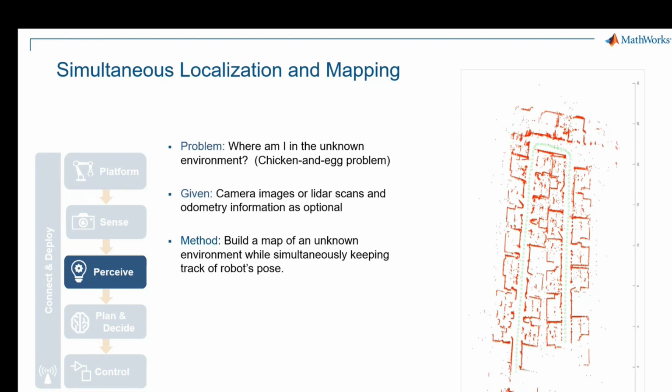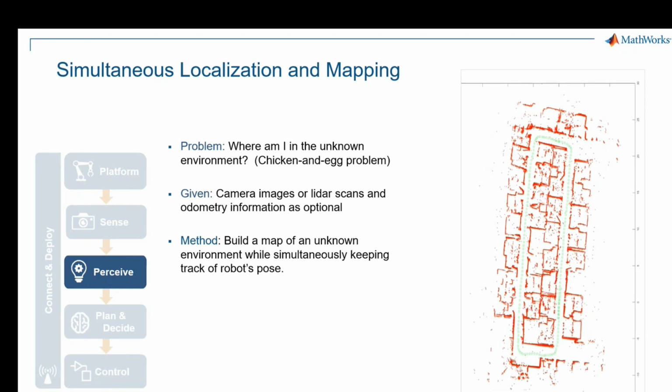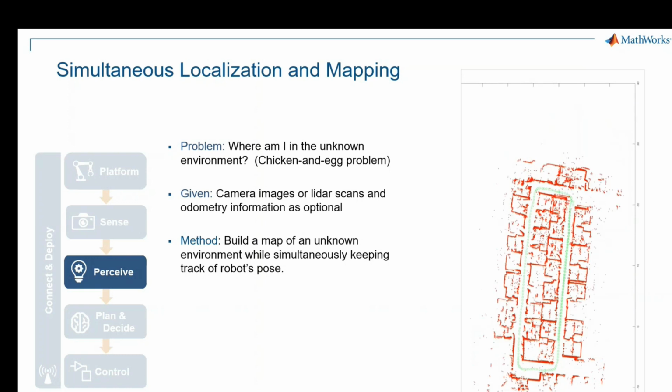This is a problem that is quite classic in robotic systems because it's what we call a chicken and egg problem. Because to have a precise localization of a system, we need a precise map of the system. And to have a precise map of the system, we need also the localization. So the two things need to be done simultaneously. How does that work? Given different types of sensor inputs, can be camera image, LiDAR scan, or odometry information, we're going to build a map of an unknown environment while simultaneously keeping track of the robot's pose.